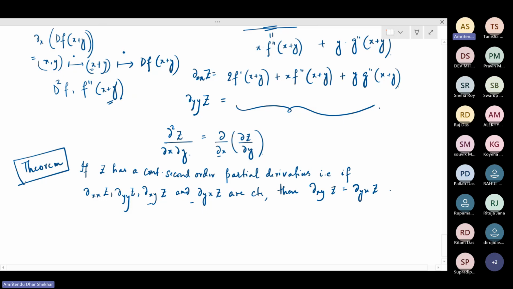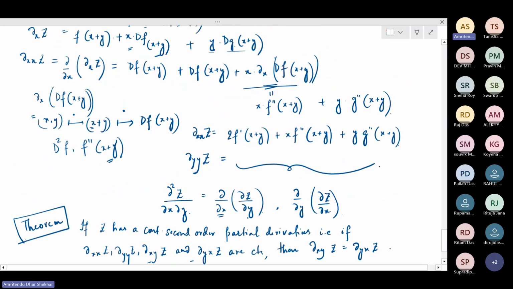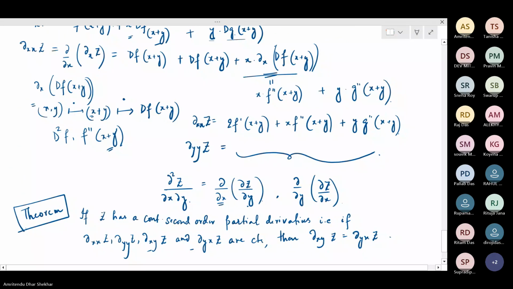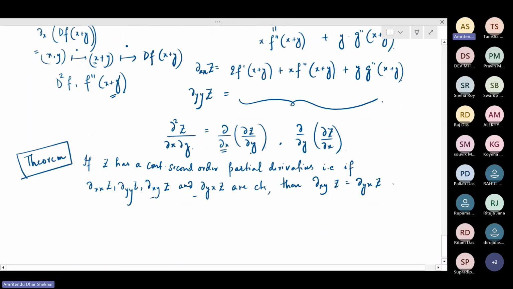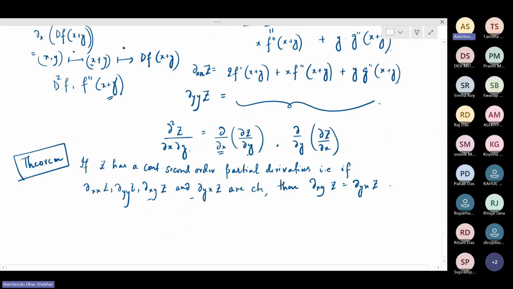So here, what you can test is that you can first do del z upon del y and do del upon del x of that, and otherwise you can do del upon del y of del z upon del x and check if you get the same expression. You will get the same expression. So here it does not matter what is the order in which you take partial derivatives. It's the same.